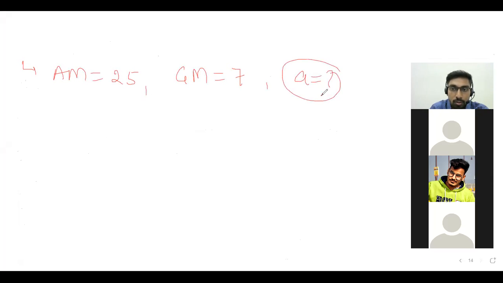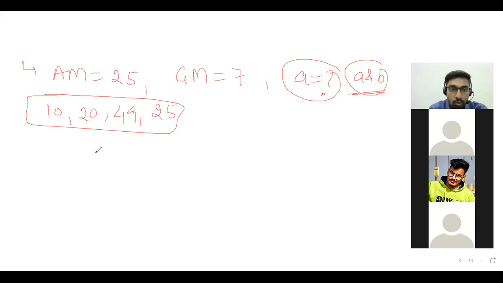Okay. So arithmetic mean is 25. Geometric mean is 7. So A will be what? And A and B, these are the two terms. Basically, this was the question. And the options are 10, 20, 49 and 25. So how will you proceed?